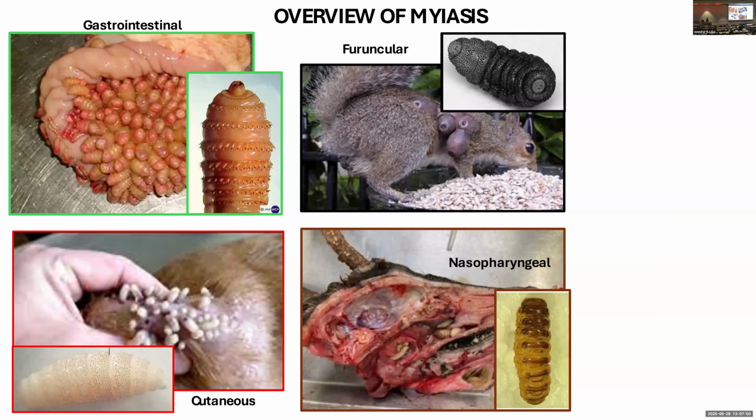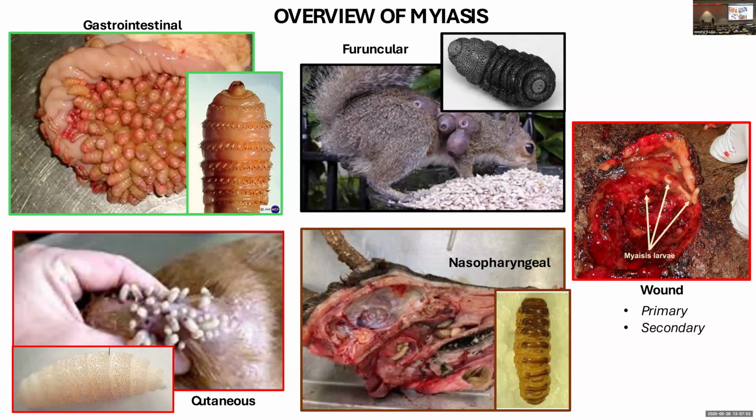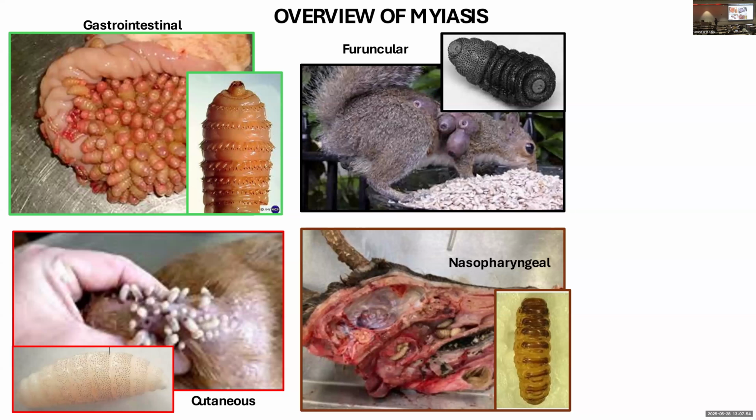All right. So we also have the nasopharyngeal, which is the type that goes into the nasal sinus and sometimes can actually get into the frontal sinus. And then you start seeing some nervous signs, all right? This is caused by Oestrus ovis. You see it mainly in sheep and goats, and also in cattle in some cases.